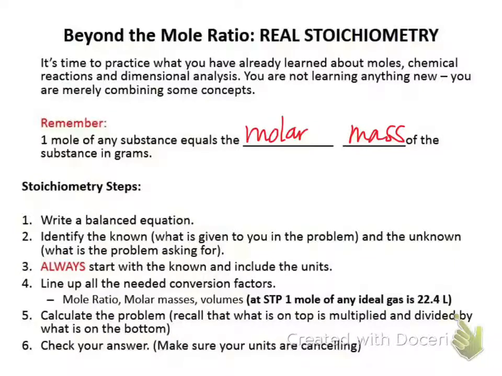We add up the atomic masses that are in the compound. Okay. So first of all, write the balanced equation. Identify your known and your unknown, and then you're going to start with always your known, and then mole ratio. We're going to need that. We're going to need molar masses, and then sometimes we'll need volumes.